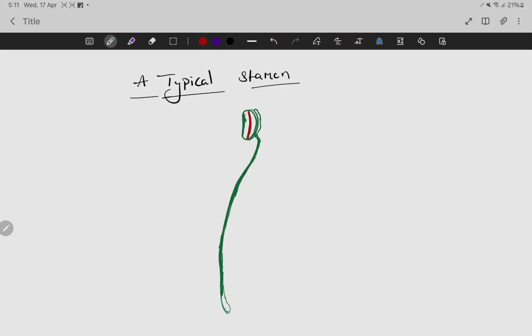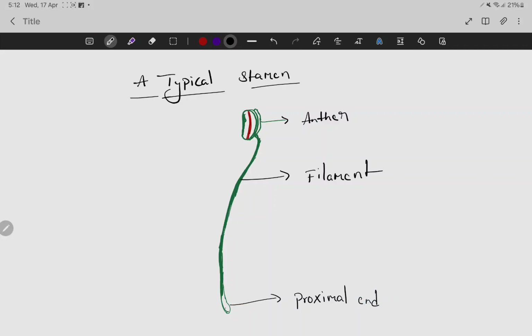Yeah. So this is the anther. And this is the filament. And this is the proximal end. And this is the distal end. So this is the way to draw a typical anther.